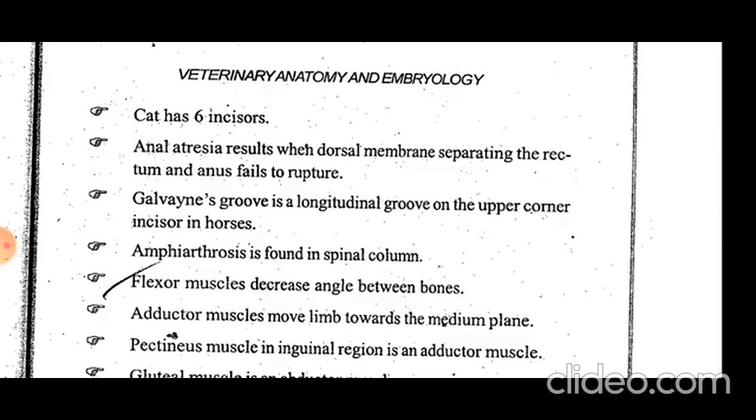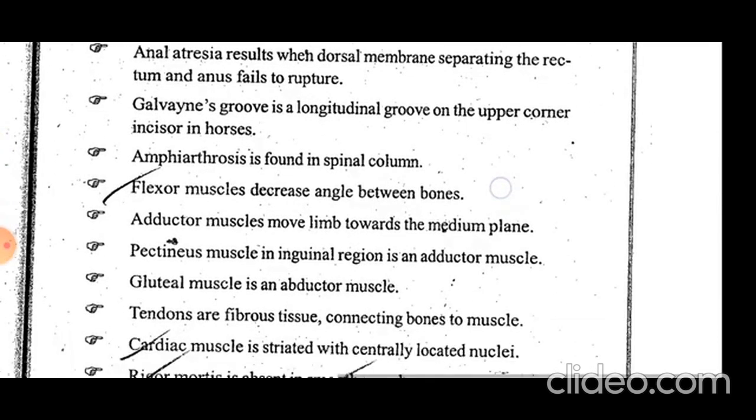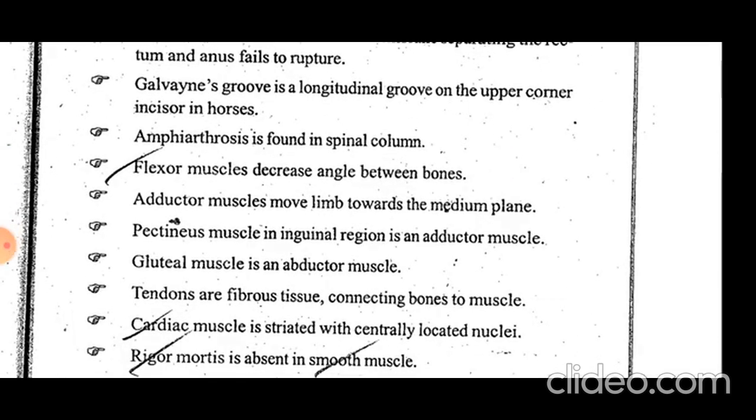Pectineus muscle in the inguinal region is an adductor muscle. Gluteal muscle is an abductor muscle. Gluteus maximus is also on the hind limb of humans, and it is one of the largest muscles of humans, and it is an abductor muscle.